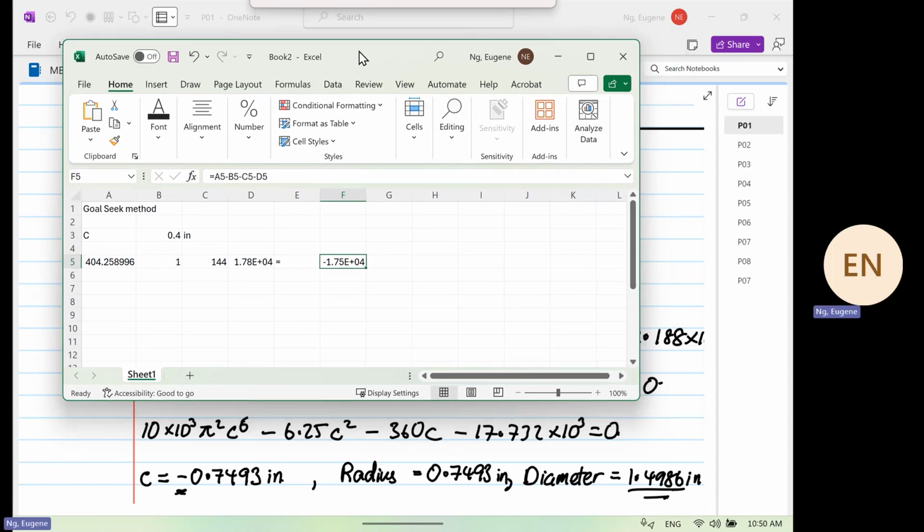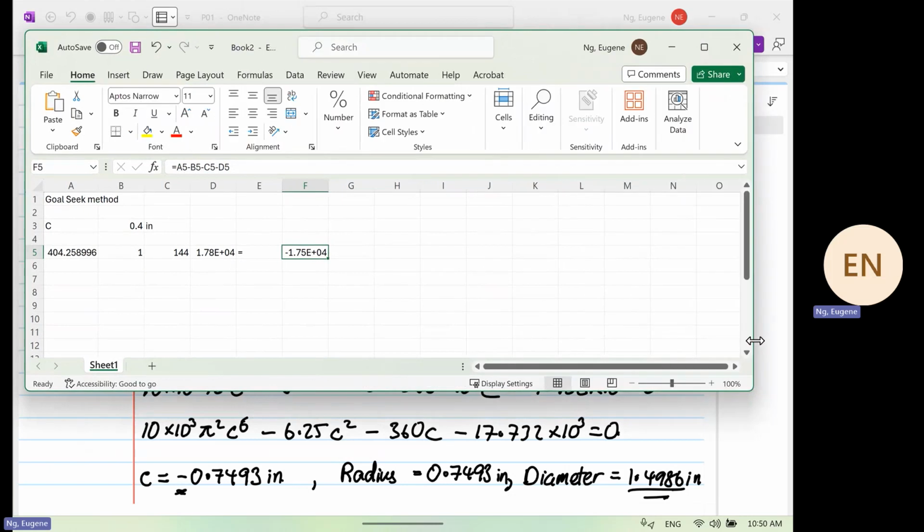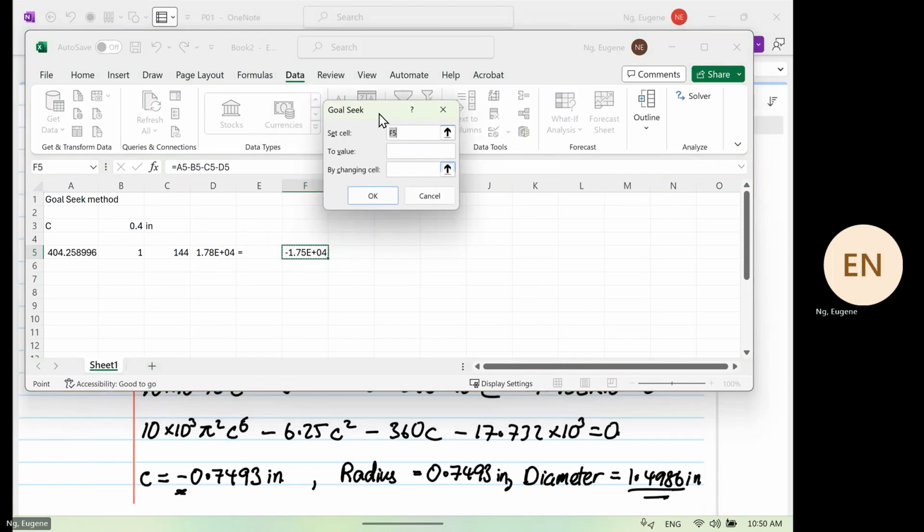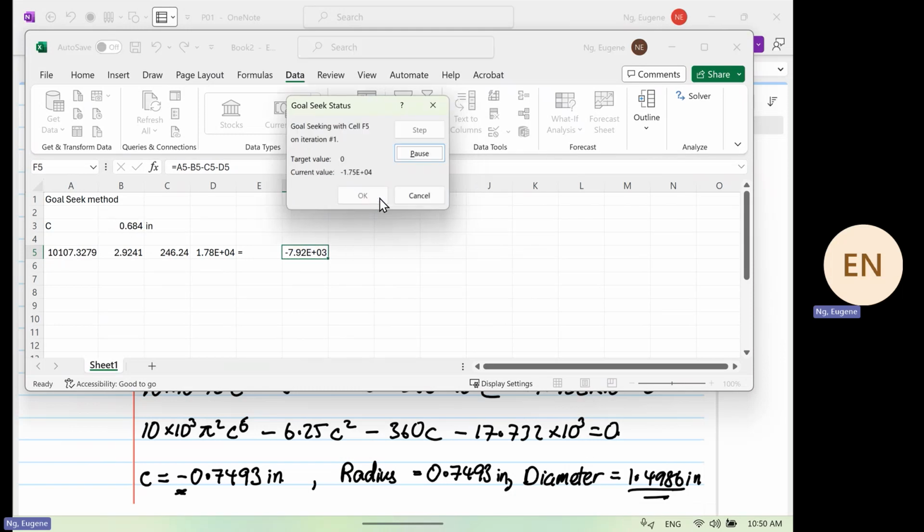The easier way to do it, which I've shown you before, is you go to Data, then What-If, and go to Goal Seek. Set cell is the cell that we want to set. We want it to be equal to 0 because the expression is equal to 0. You want to change the C term, and you just click OK and wait.